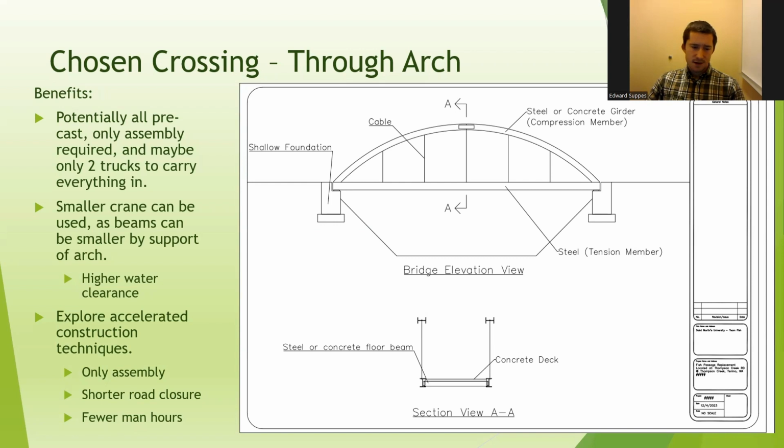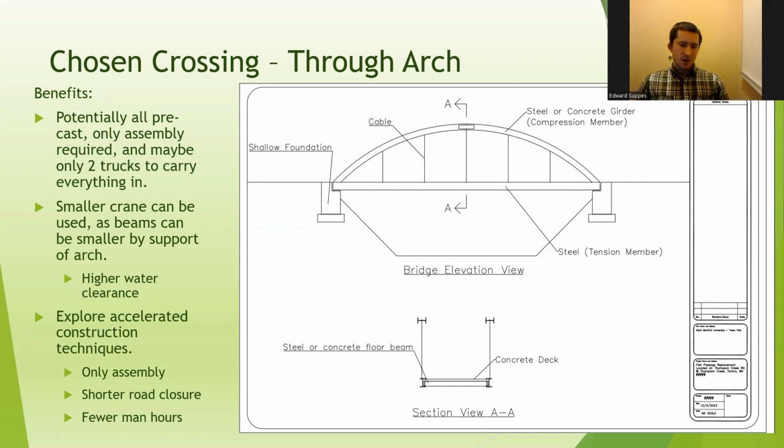If you see in the section view, you could have 2 I-girders on their sides for better lateral stability. And then you'd have a steel or concrete floor beam, and we could have concrete decks on top. So potentially it could be all precast and very minimal construction. It would only be assembly required for the bridge support. And maybe you could get it in with only 2 trucks.